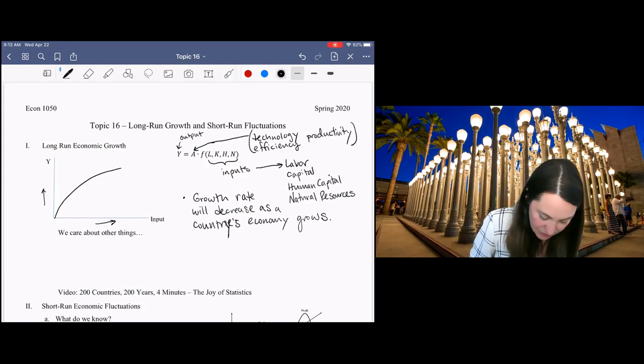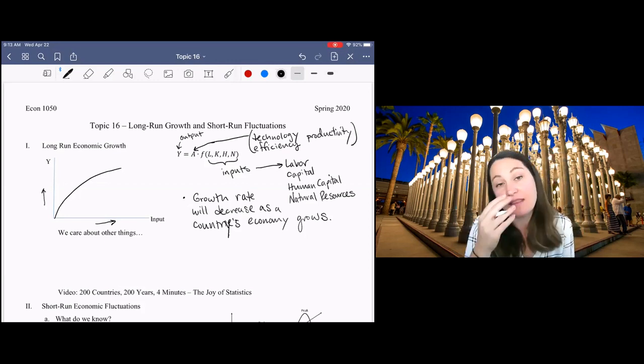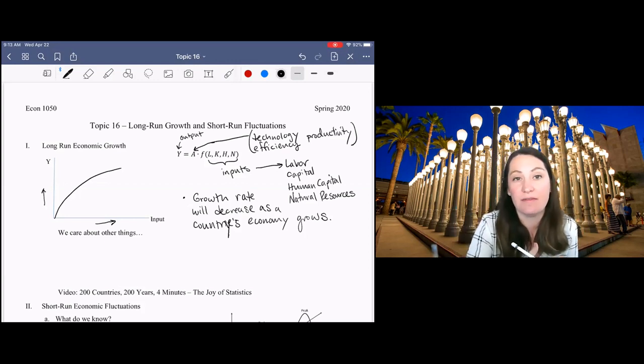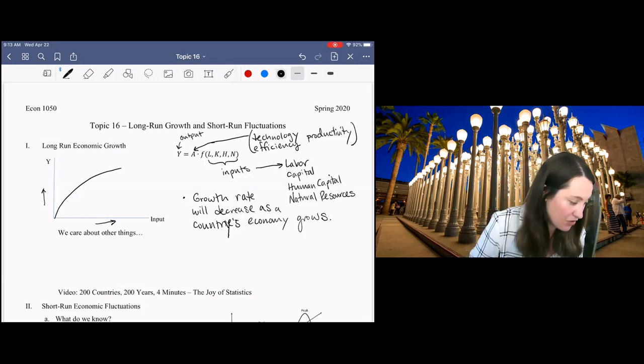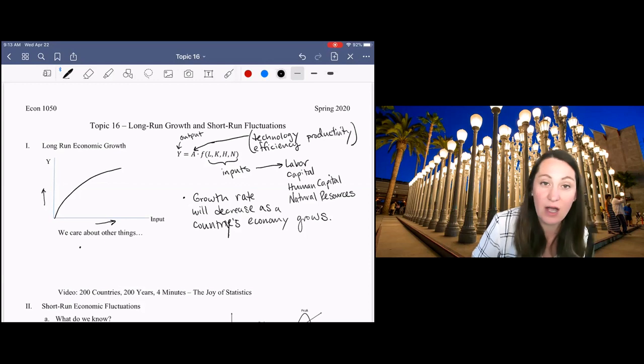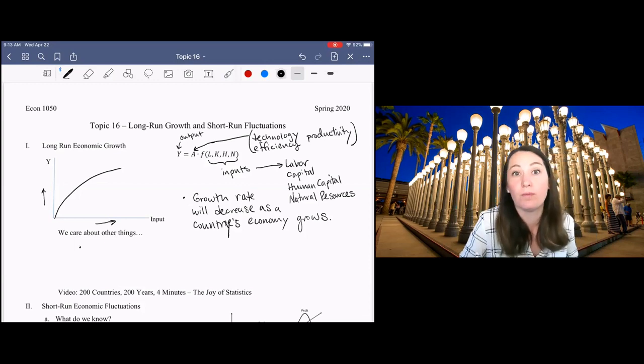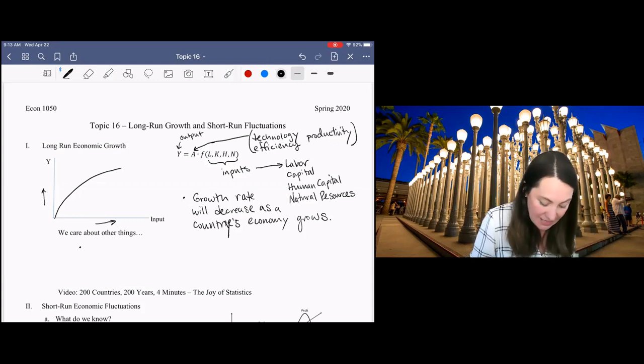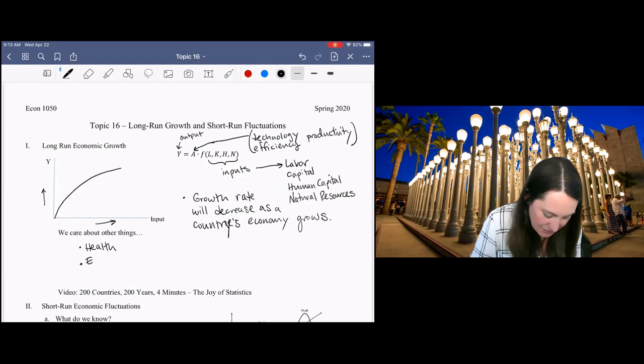Right, so what else do we care about? Just think about your life, right? Think about what you care about in life. You imagine things that would lead to a happy life for you, right? You're gonna care not just about total product or total income, right? But besides income, we're gonna care about health and education.